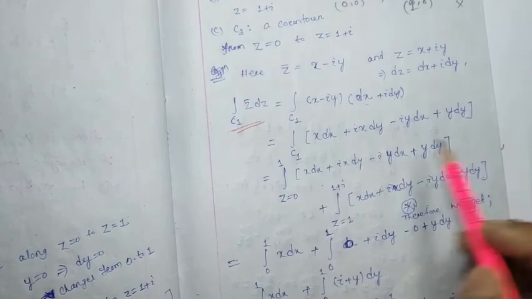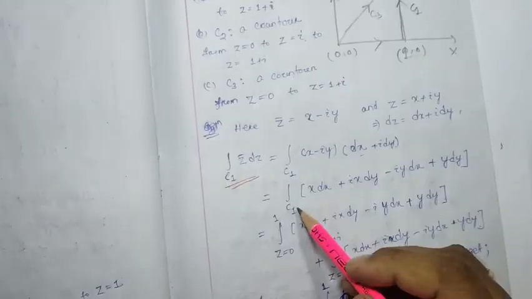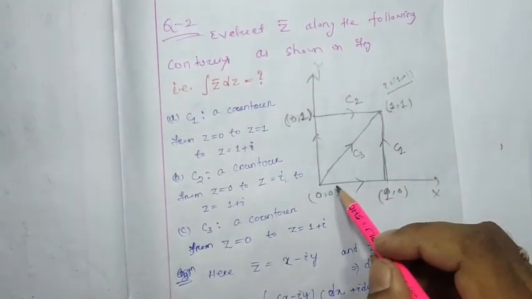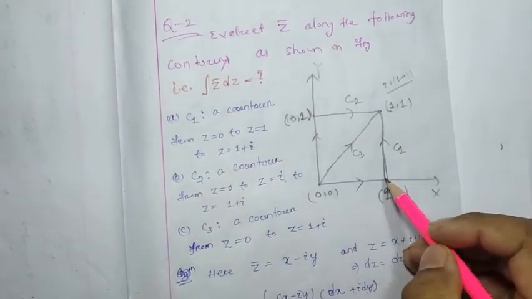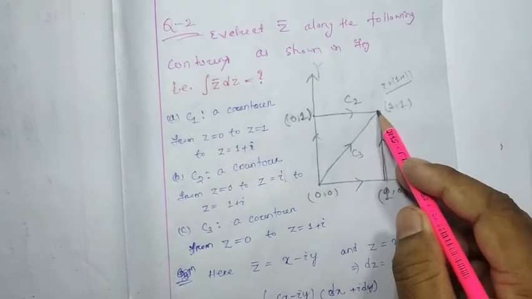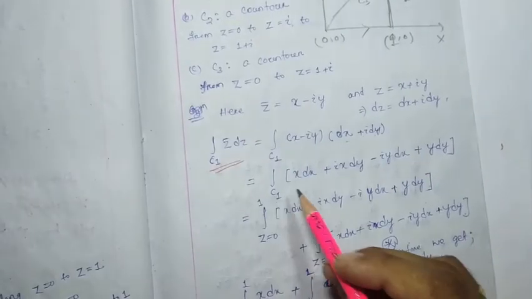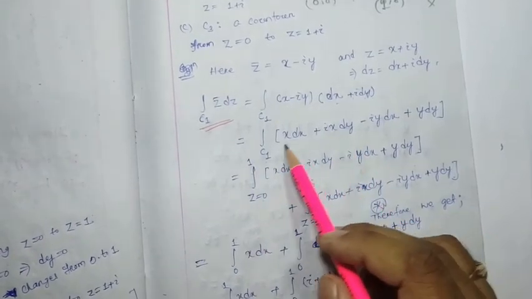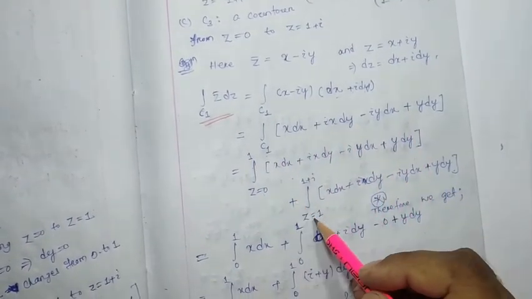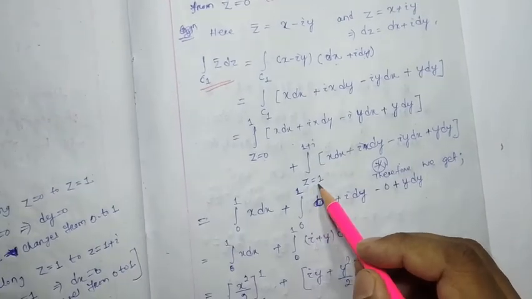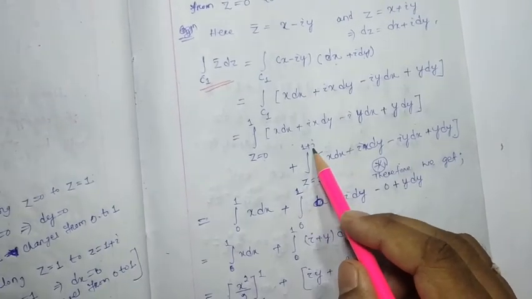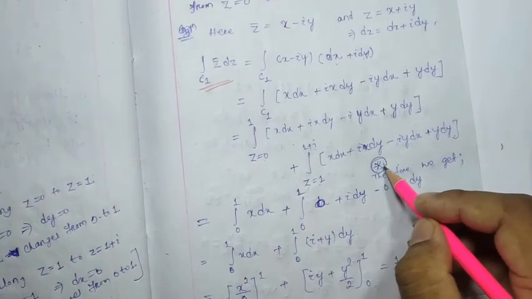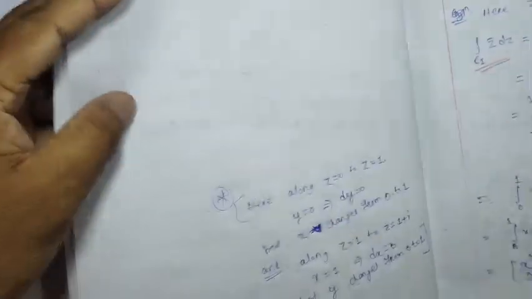This contour C1 is divided into two line integrals, from here to here, then from here to here. C1 is nothing but z equal to 0 to 1, this one, plus another line integral, z equal to 1 to 1 plus i, this one. Here I marked a star. Here you have to write something, this one you have to write.